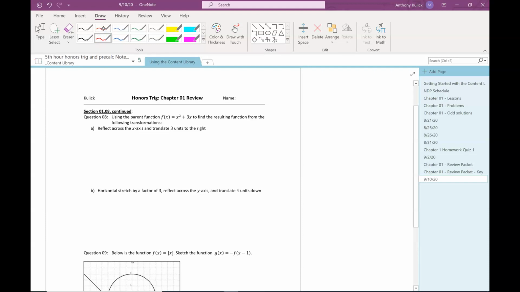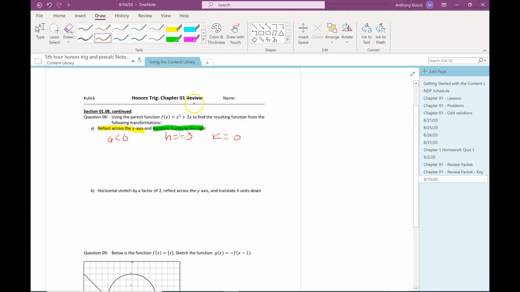Okay. So the first thing I'm going to do is translate what's going on in this sentence into values for A, B, H, and K. Okay? So a reflection across the x-axis tells me that A is negative. Translating 3 units to the right tells me that H is 3. I'm not told anything about a shift up or down, so that tells me that K is 0.